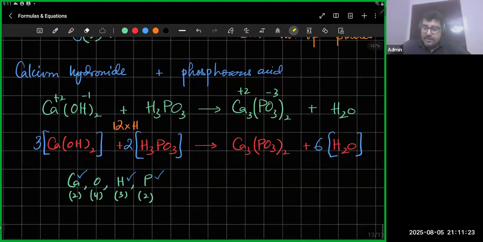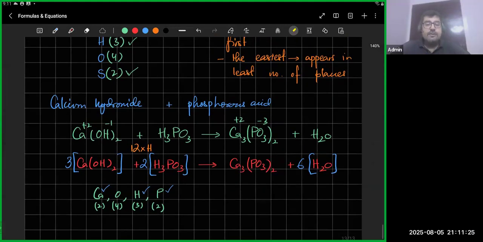So in balancing, make sure you remember this rule: just balance the easier ones, and the difficult ones would automatically get balanced. Okay, is this clear? Yes, sir.